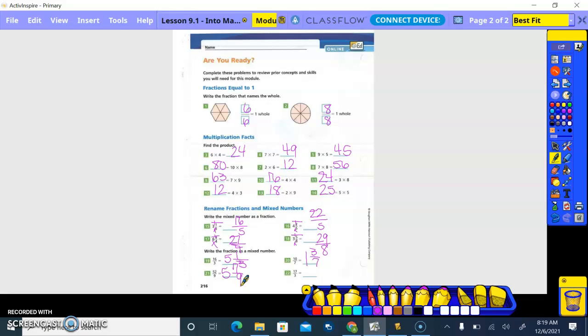Okay. All right. Then 17 divided by 3. So 5 times 3 is 15. 17 minus 15 is 2. And leave our thirds. So 5 and 2 thirds.